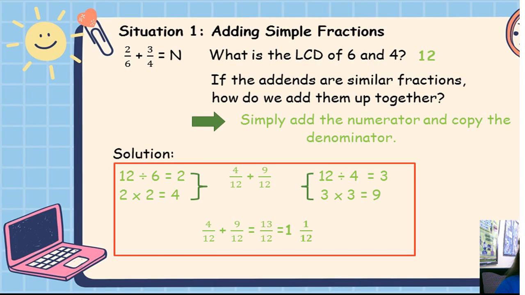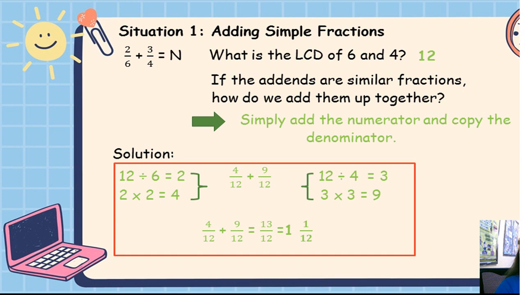Okay, let us have situation number 1, wherein we are going to add simple fractions. So we have here an example, 2/6 plus 3/4 is equal to n. The first step that we are going to do is to find the LCD of the denominators, which is 6 and 4. The LCD of 6 and 4 is 12. So if the addends are similar fractions, how do we add them together? You just simply add the numerators and copy the denominator. That is if you are adding similar fractions.